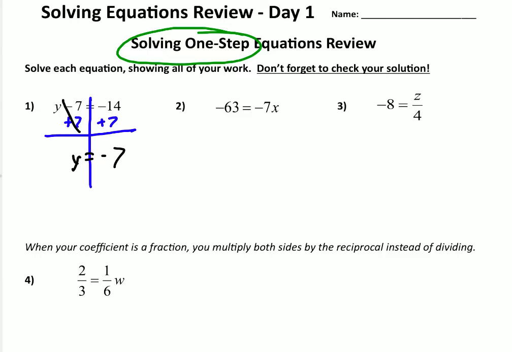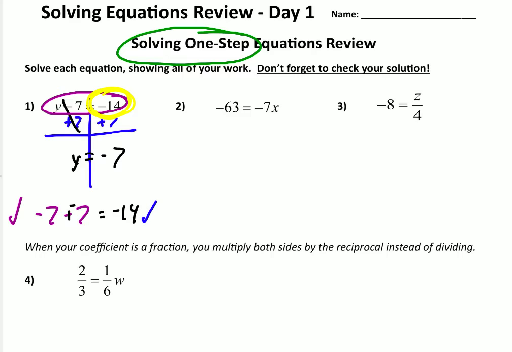Always make sure to go back and do that check. The check is go back to the original equation, but put your number in place of the variable. So instead of y, put in negative 7. So negative 7 minus 7. Well, subtracting and negatives don't get along, so I'm going to make it adding the opposite. Negative 7 plus negative 7 is negative 14. That's what I wanted as my answer. That's what I was supposed to get. So I know I did it correctly.